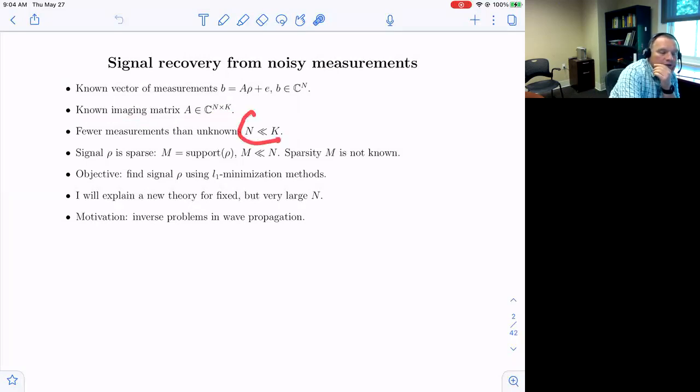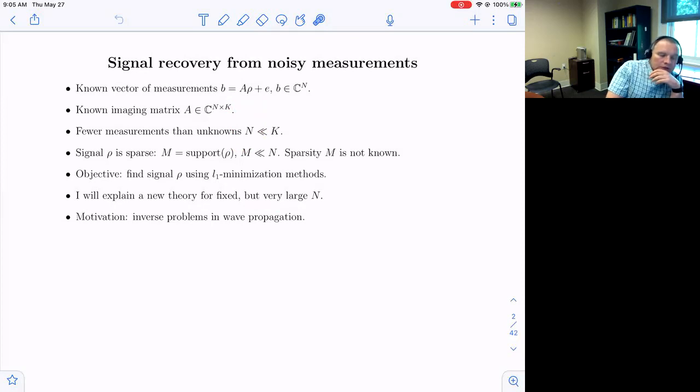setup is that the number of measurements is much smaller than the number of unknowns, and in our case we were interested in the signal, this rho, the one that we are trying to find, being sparse, and the sparsity of the signal is also much smaller than the number of unknowns. So, of course, in any imaging problem, the objective is to find a signal. More specifically for us, the more important part was to find its support, because we were mostly interested in questions of detection of targets, and the interest is to look at imaging when the number of unknowns grows and becomes very large.